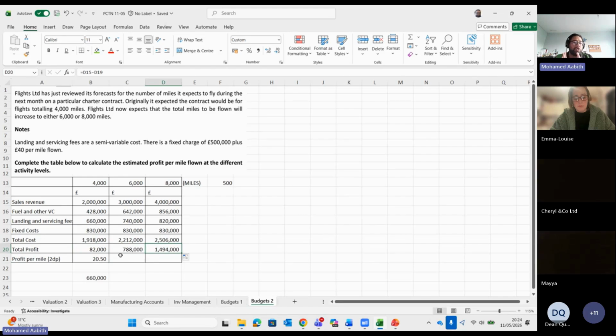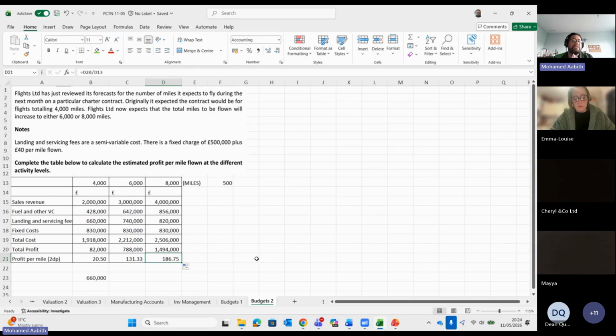They are going to rake it in because they're going to do more miles, meaning their fixed cost and the landing and servicing fee are staying the same mostly because of the fixed elements. So only the variable element is changing, but it's not in line with your sales revenue. So therefore, your profit is going to go up. So let's look at the profit per mile numbers here. 131.33, 186.75, and so on, so it goes up. Now, if I go to 10,000 miles, that's going to be even more than 200 pounds.